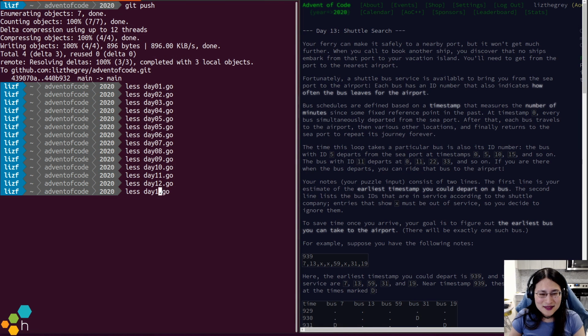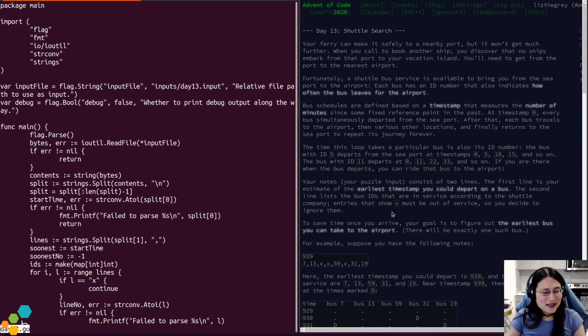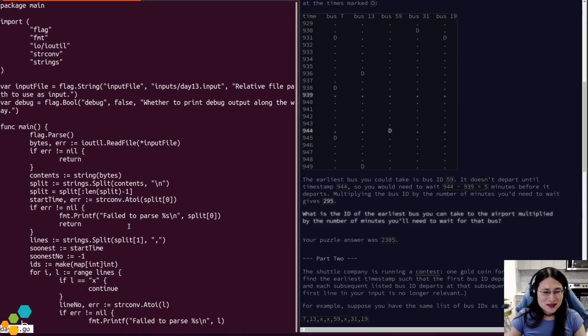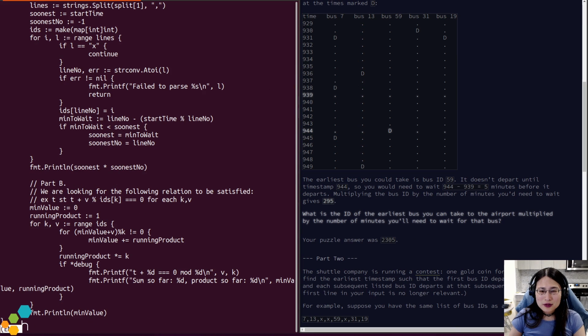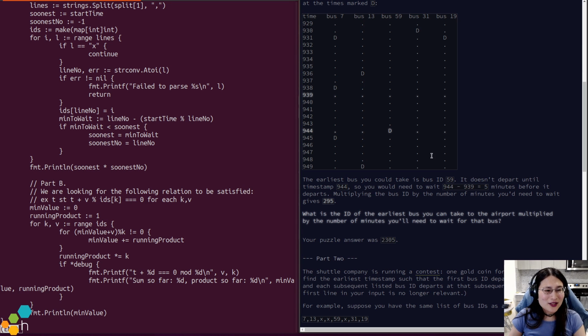Okay, day 13. In day 13, this was the first puzzle that really, really got mathy, because you needed to find something that essentially involved calculating least common multiples repeatedly. So if you got the mathematical trick, it was very, very fast. If you didn't get the mathematical trick, you were going to bang your head against the wall for a while.